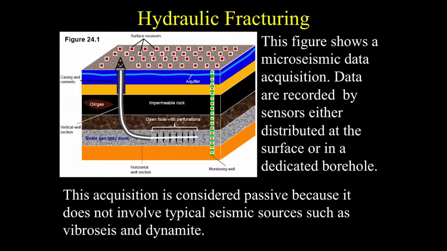This figure shows a microseismic data acquisition. Data are recorded by sensors either distributed at the surface or in a dedicated borehole. This acquisition is considered passive because it does not involve typical seismic sources, such as vibroseis and dynamite.